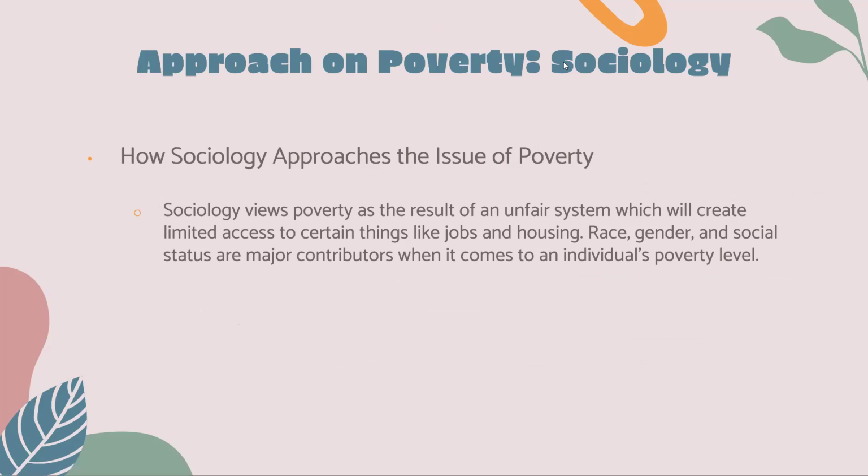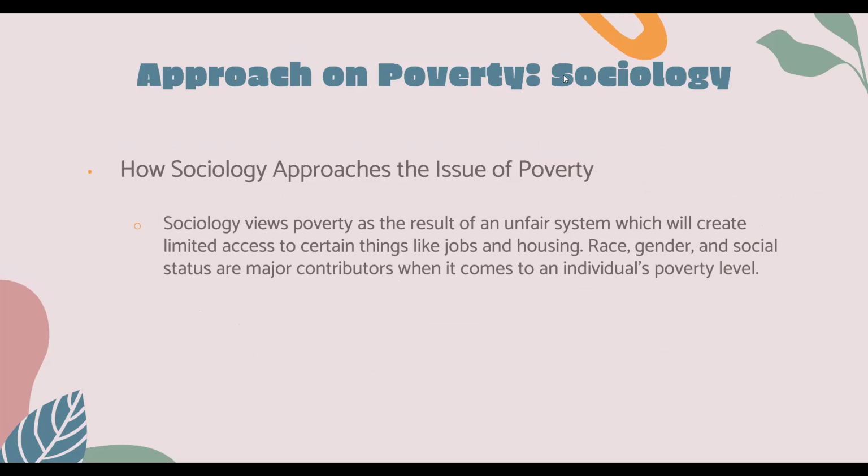Okay, I'm Maddie. I'm doing the sociology approach on poverty, so how sociology approaches the issue of poverty. Sociology views poverty as the result of an unfair system, which creates limited access to certain things and opportunities, such as jobs and housing. Race, gender, and social status are major contributors when it comes to an individual's poverty level, and the overall opportunities they can receive.